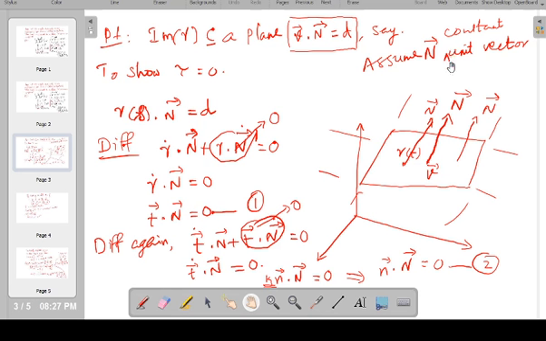But I can assume n is a constant unit vector. As far as a plane is concerned, this n can be chosen as a unit vector, and it's a constant. Not just the magnitude remains the same, the direction also remains the same, because you are having a plane and a vector perpendicular to it. So if you look at any point on that plane, n will be perpendicular to that plane. So the direction of n doesn't change. Similarly, magnitude doesn't change. That means n is a constant unit vector.